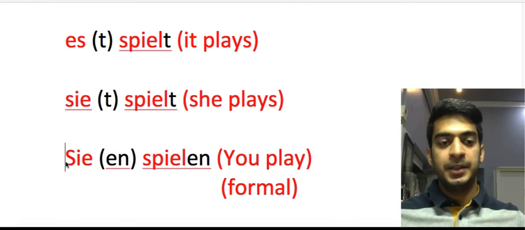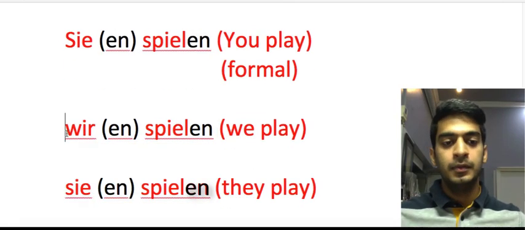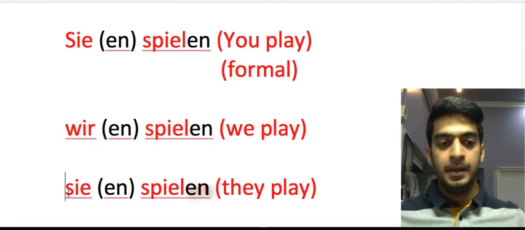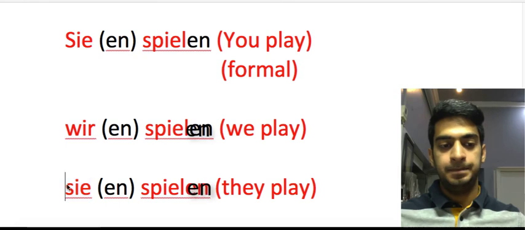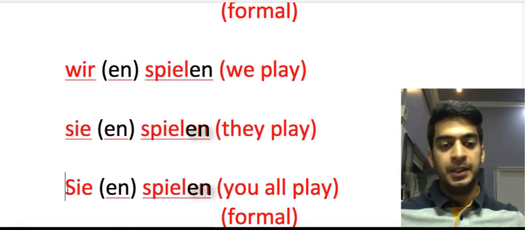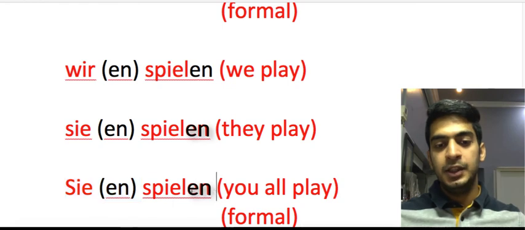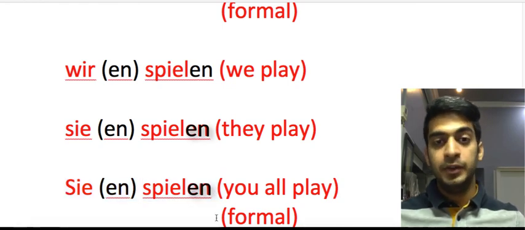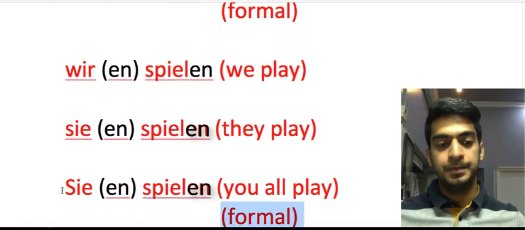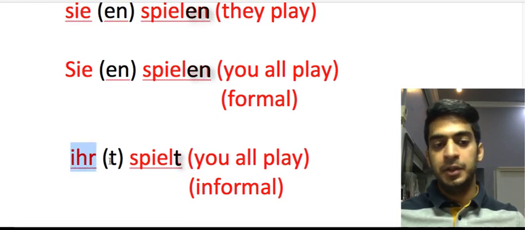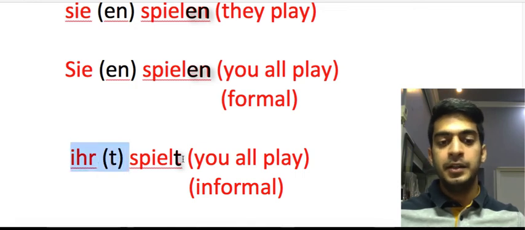The pronoun Sie with capital S, ending en, Sie spielen, which means you play, always used for formal conversations. Wir, ending en, wir spielen, we play. Sie, ending en again, sie spielen, they play. Again we have the pronoun Sie with capital S, ending again en, Sie spielen, you all play, always used for formal conversations. Last but not the least, the pronoun ihr, ending t, ihr spielt, you all play, always used for informal conversations.